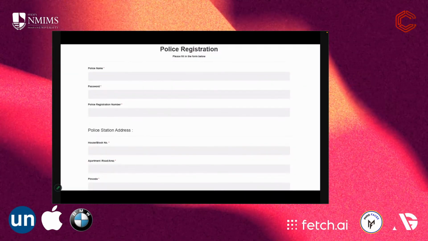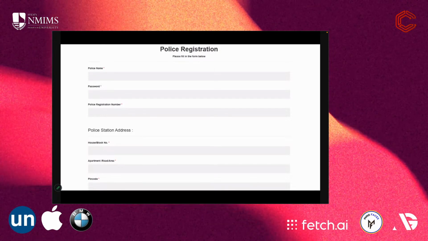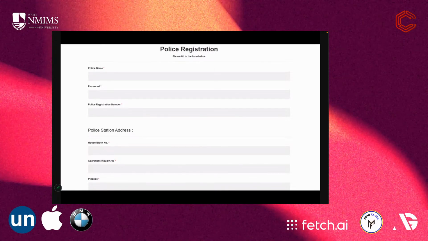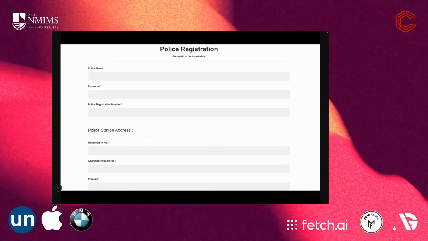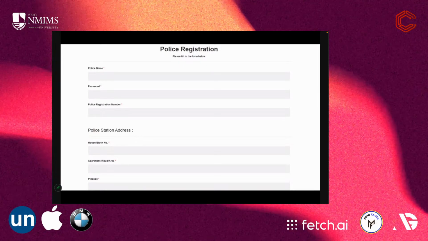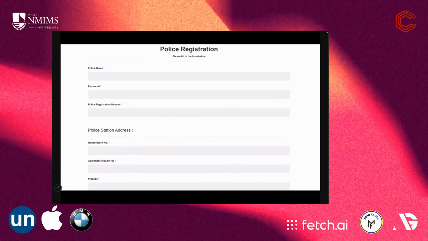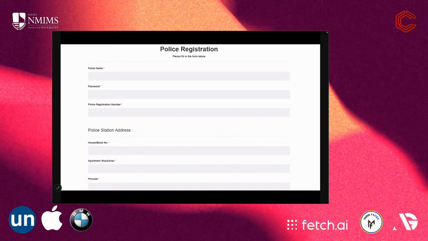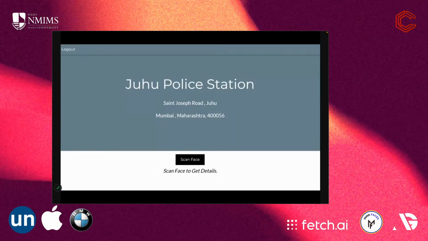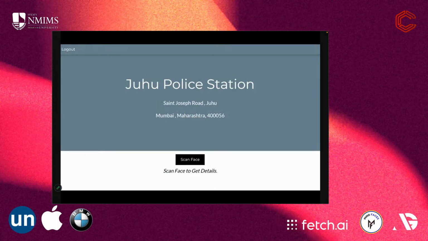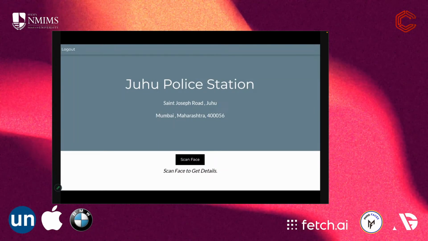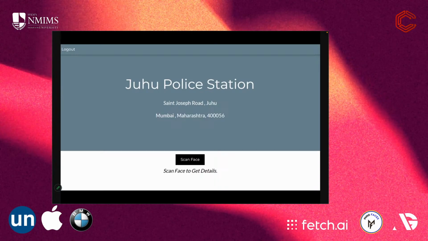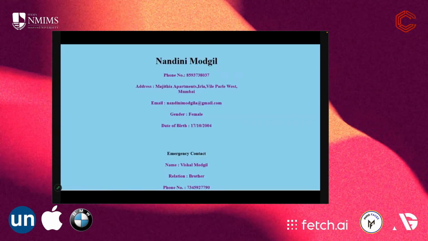On the login page, there is an additional option for the police. First of all, the police must fill out the registration form. In the event of an accident where an unidentified person is admitted to the hospital and unfortunately passes away, the police can use facial recognition to obtain information about the individual. After scanning the unrecognized patient's face, the police will receive the patient's information in the given format.